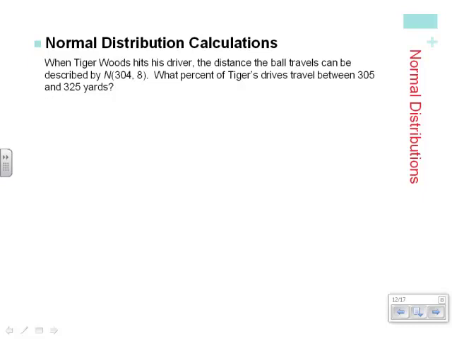So, plan. Would you express it in terms of the value x? We're going to express this problem in terms of x. What proportion of Tiger Woods' drives fall between 305 and 325? All right?